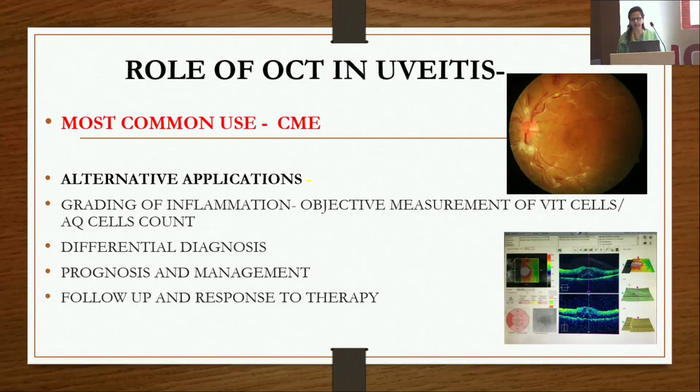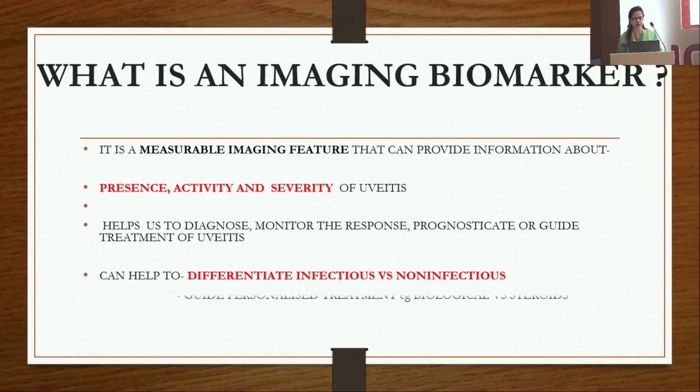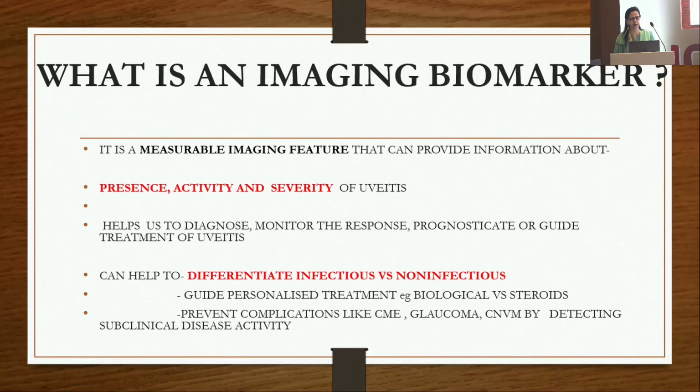Now, after Dr. Palvi's talk, we all have realized that OCT is so important, and the OCT biomarkers we all are aware of in diabetes and in ARMD. Let's talk about the role of OCT biomarkers in uveitis now. So what is an imaging biomarker? It is a measurable imaging feature that can provide information about presence, activity, and severity of uveitis.